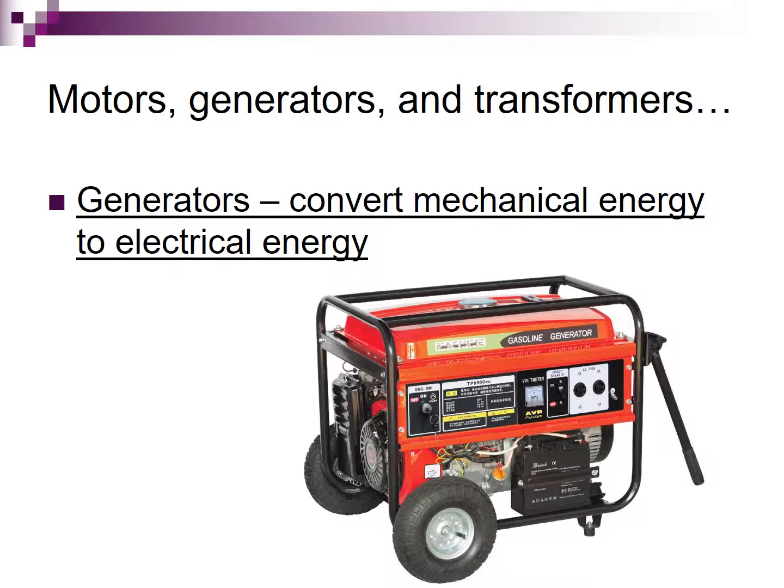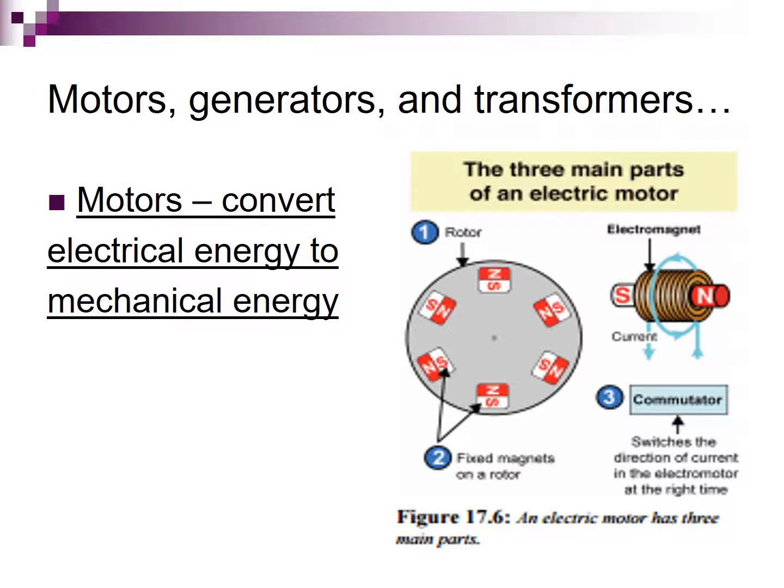Here's a picture of what you would see as a generator, and it converts mechanical energy, this moving energy, to electrical energy. This becomes very important, especially during storms when all your electricity in your house might be off. If you have a generator, this will create some electric energy for you to still use your refrigerators, or if you have a house phone, you could use that, or TVs, radios. Motors convert electrical to mechanical energy, as we saw in the picture.